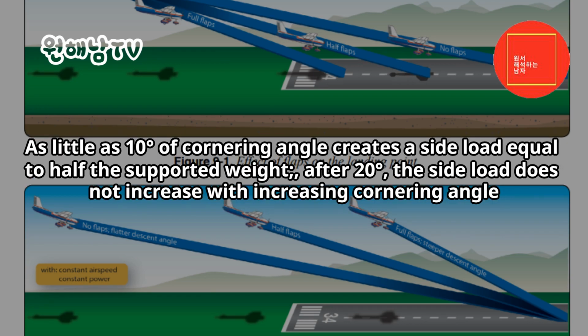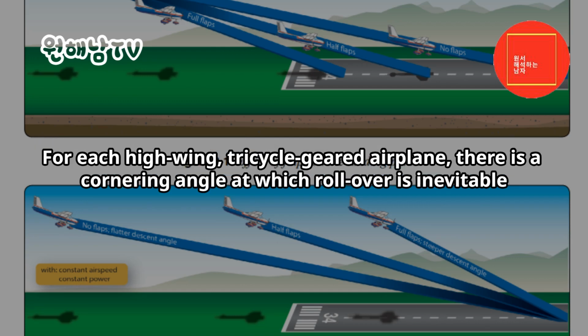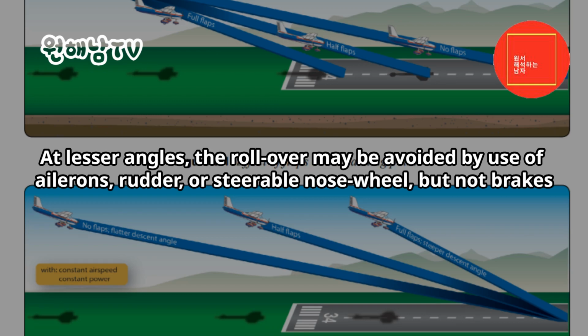As little as 10 degrees of cornering angle creates a side load equal to half the supported weight. After 20 degrees, the side load does not increase with increasing cornering angle. For each high-wing, tricycle-geared airplane, there is a cornering angle at which rollover is inevitable. At lesser angles, the rollover may be avoided by use of ailerons, rudder, or steerable nosewheel, but not brakes.